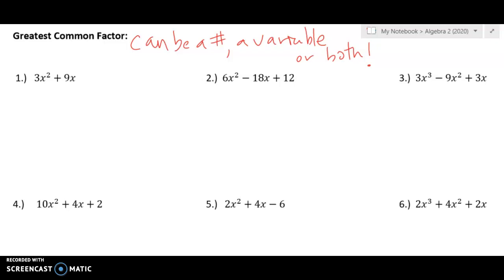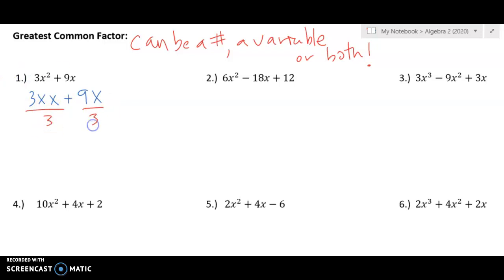So problem 1, 3x squared plus 9x. If you want to imagine this, and some of you this might not help, but I have the 3 in the front, and then x squared means I have two x's in a row, and I have plus 9, and then I have a single x. So I want to look at this problem. I want to find the GCF. I want to take out a number. So the number that I could take out of each of these would be 3.